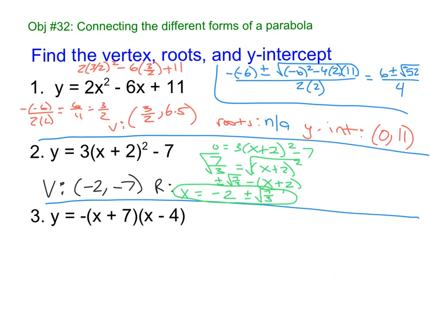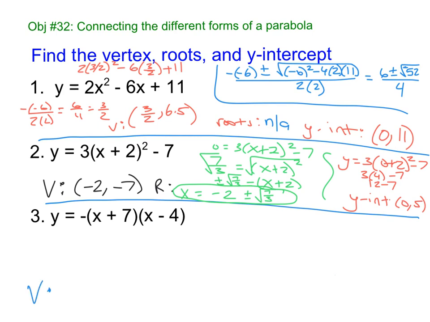And then the y-intercept. My y-intercept, we're just going to plug in 0. So y equals 3 times 0 plus 2 squared minus 7. So that's 3 times 4, so we get 5. All right, use the calculator, please. You guys always make silly mistakes. All right, last one.